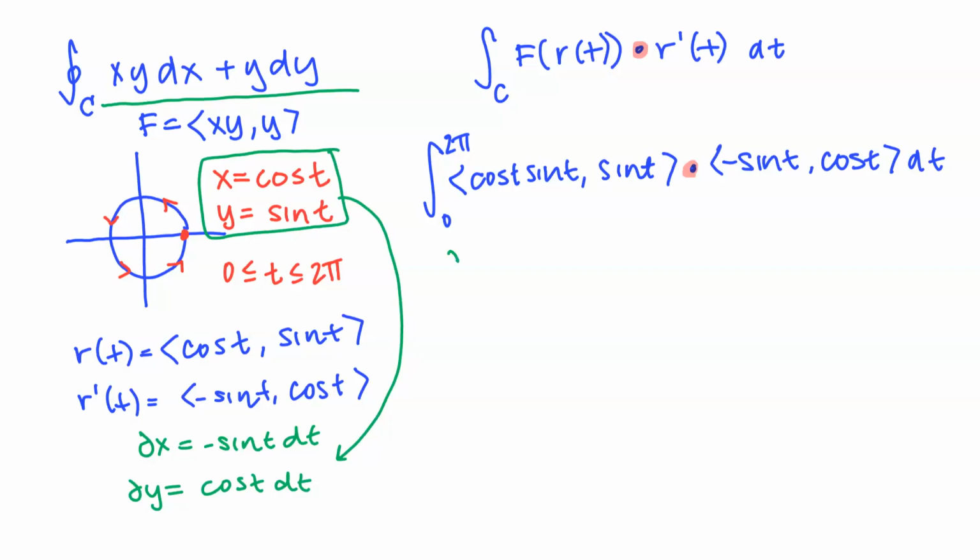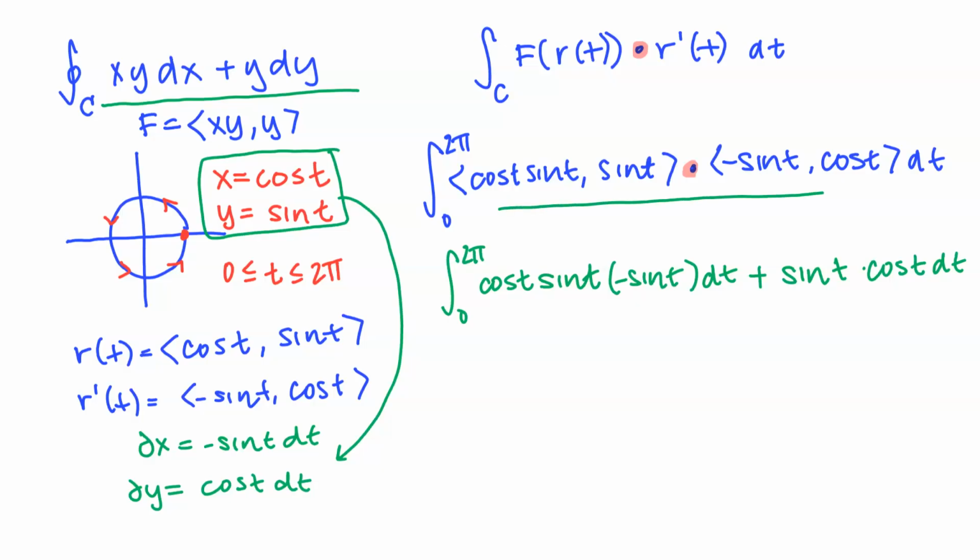So I can go, okay, this is equal to the integral from 0 to 2 pi, because I know that's the bounds on my t. X was cosine of t, y was sine of t, dx was negative sine of t, there's a dt running around, plus y was sine of t, and dy is cosine of t dt. This is literally what you'll get if you dot product these two things. These are the exact same thing. So then we're able to come back and say, okay, now we're here.